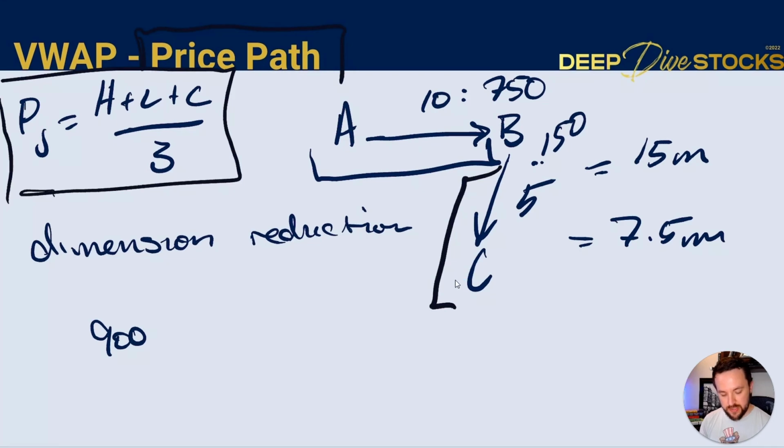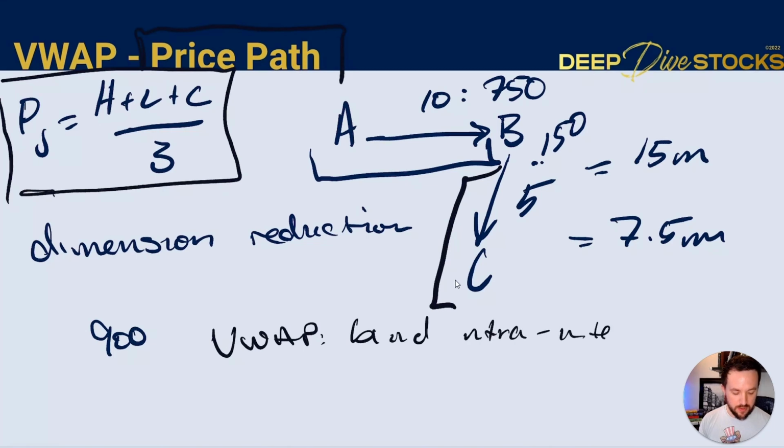Just the idea that VWAP is blind intra-interval, right? So essentially, if you're using a 5-minute candle for VWAP, whatever happens inside of that 5-minute candle, VWAP is blind to it. It only acknowledges the high, the low, and the close.